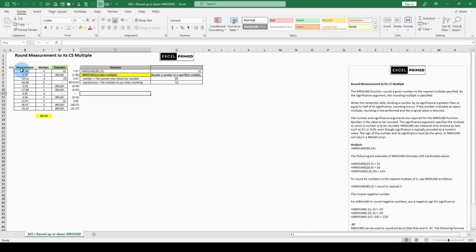7.97, 31.88. The outcome is 32. To go 4 times, round that up, 8. Negative 3 times 3. Because you can't round this number up because it's less than 3.5, we have to push this number down because it's less than 3.5. When that happens, our outcome is negative 9.